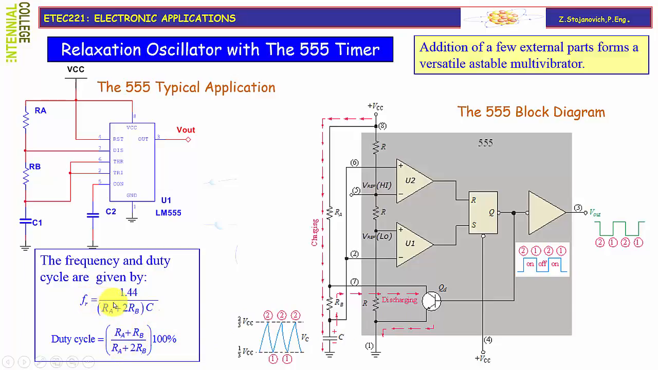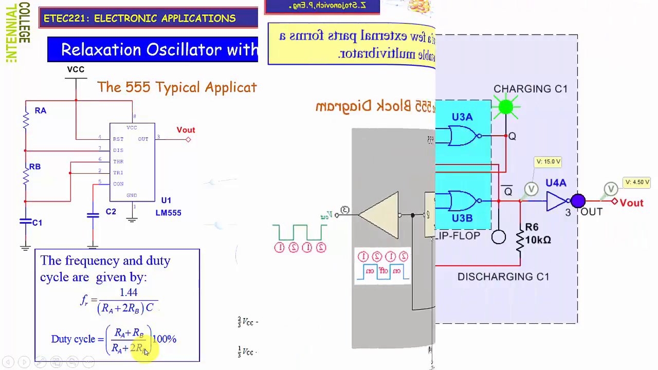Now the frequency of oscillation is given with the expression 1.44 over Ra plus 2Rb times C. 1.44 is the reciprocal value of ln of 2, for your reference. So when you're looking at the duty cycle, you will see that it's practically impossible to make a duty cycle less than 50%. Even for 50%, you have to implement different techniques demonstrated in the lab exercise.